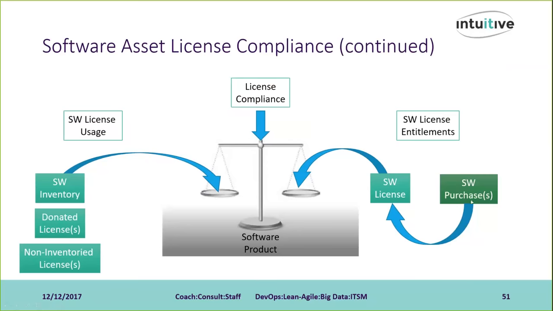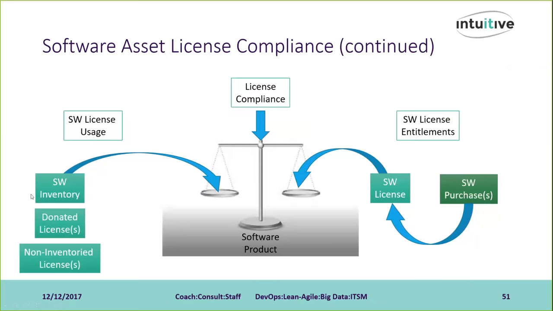and those purchases would support the license. And I have purchases in plural here because we can have multiple purchases supporting a single license. And that would populate the right-hand side of the balance. And coming from the left side would be our software usage. So that would be gathered primarily through software inventory collection policies.